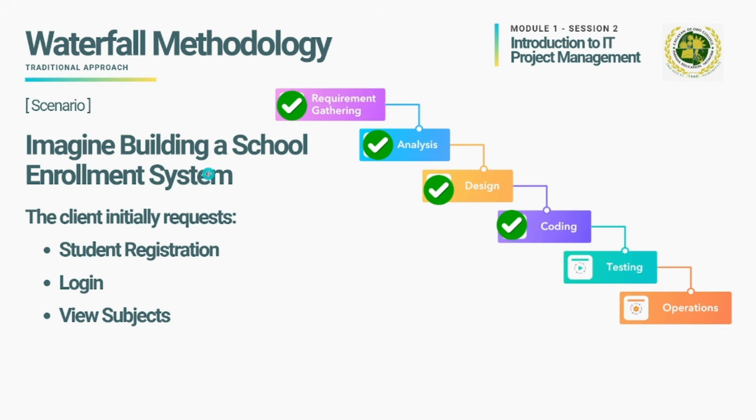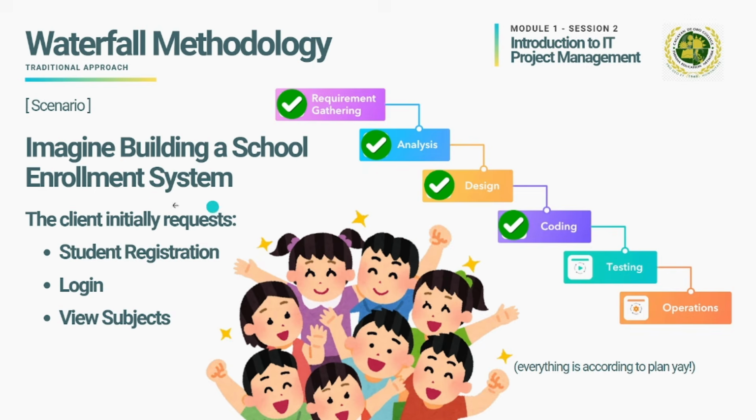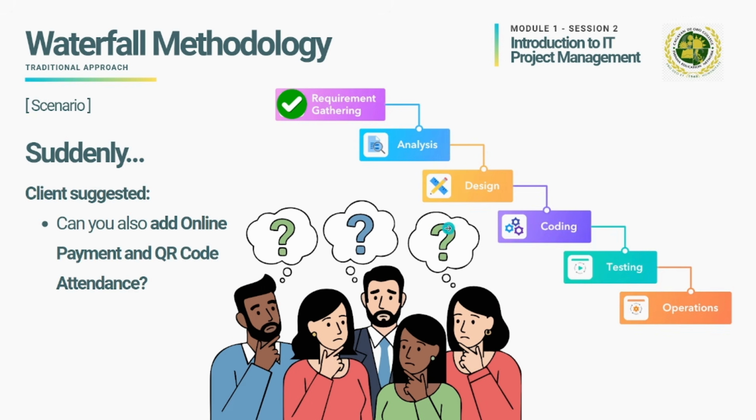Now, in this example, let's say we're going to use waterfall methodology. We already have the four constraints and we're already building the school enrollment system. So in the first phases, they're already done with requirement gathering, analysis, design, coding. Everyone is happy because the client's initial requests are already being implemented and now they are on the testing phase. However, there is a problem.